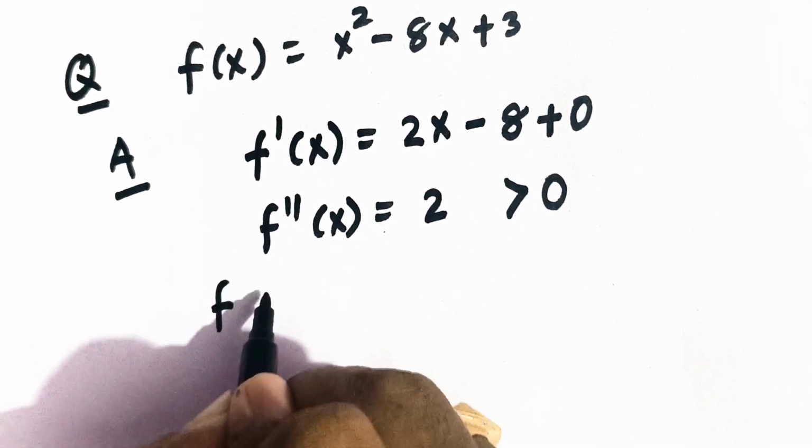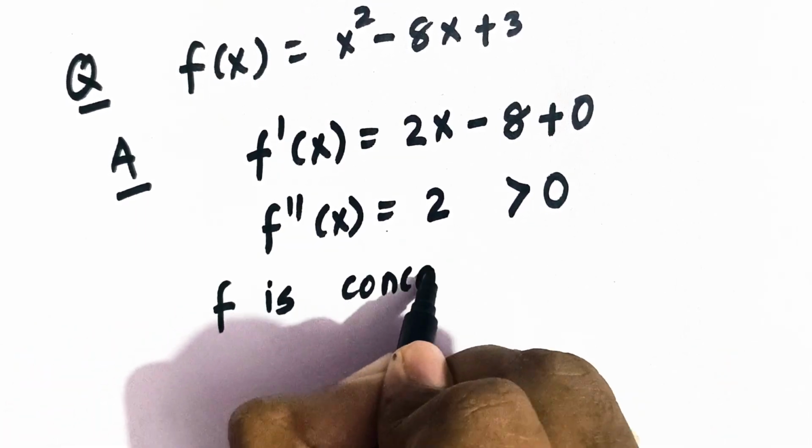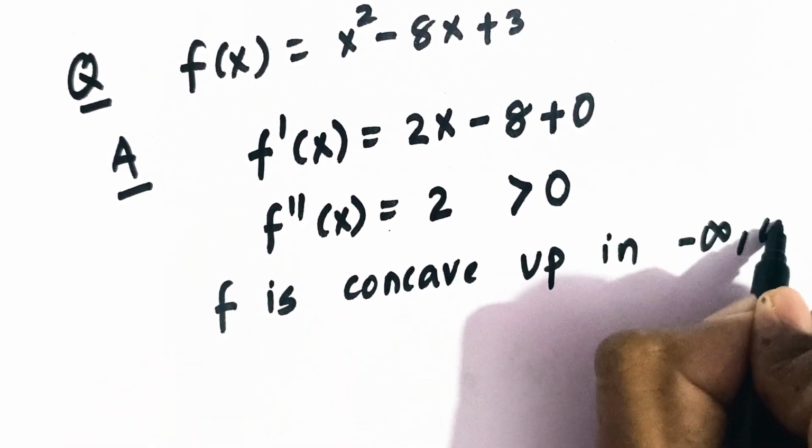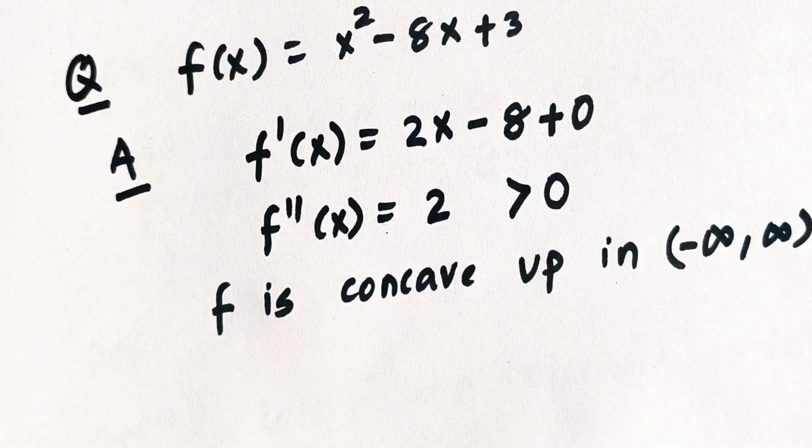So f is concave up in minus infinity to infinity. For all x, our function is concave up.